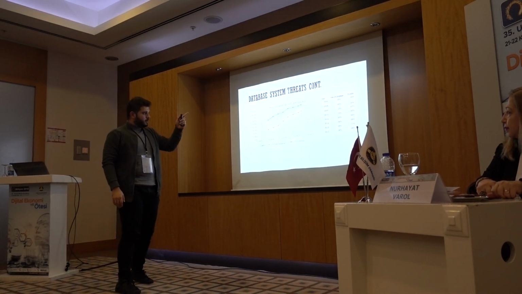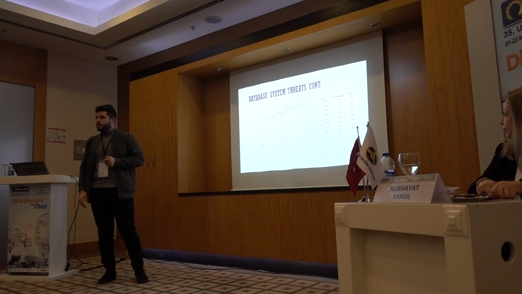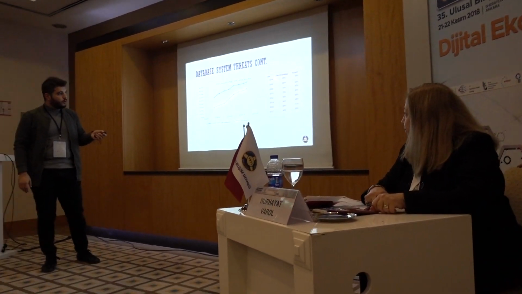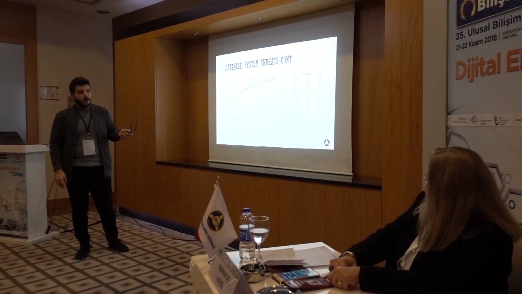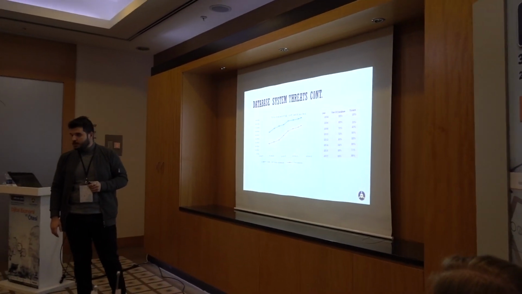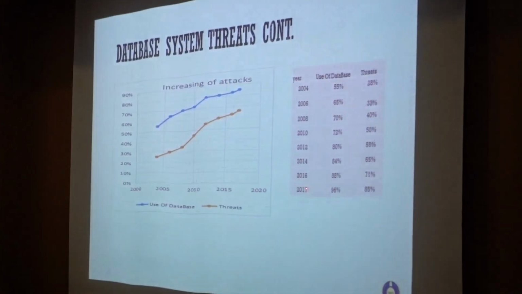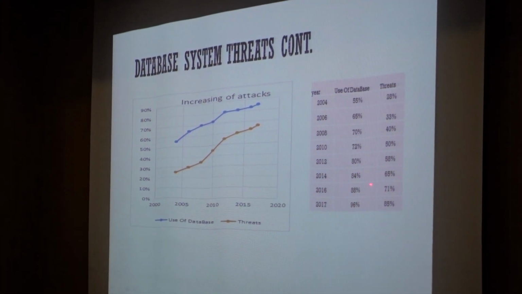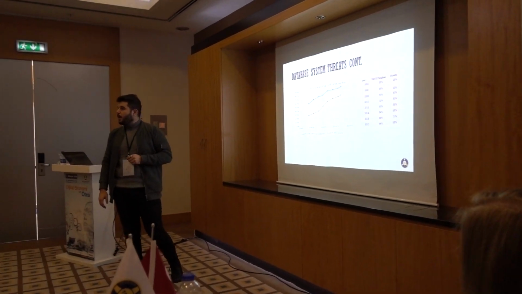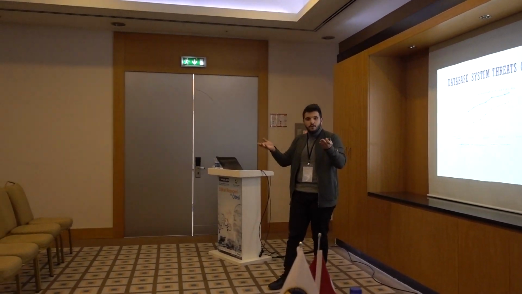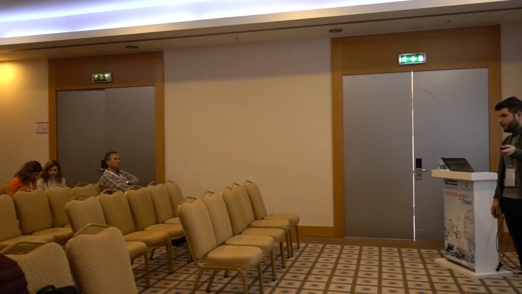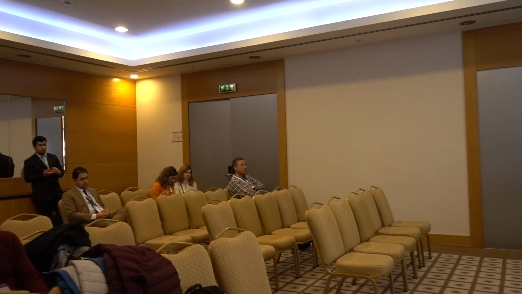This is the diagram that I collected from some references. If we look at the year 2004, the use of databases is 55% and the threat is 28%. By the year 2017, the use of databases is now 96 and the threat is 85, which means both of them increased at the same time. So we have to be prepared and protect ourselves from the threats.